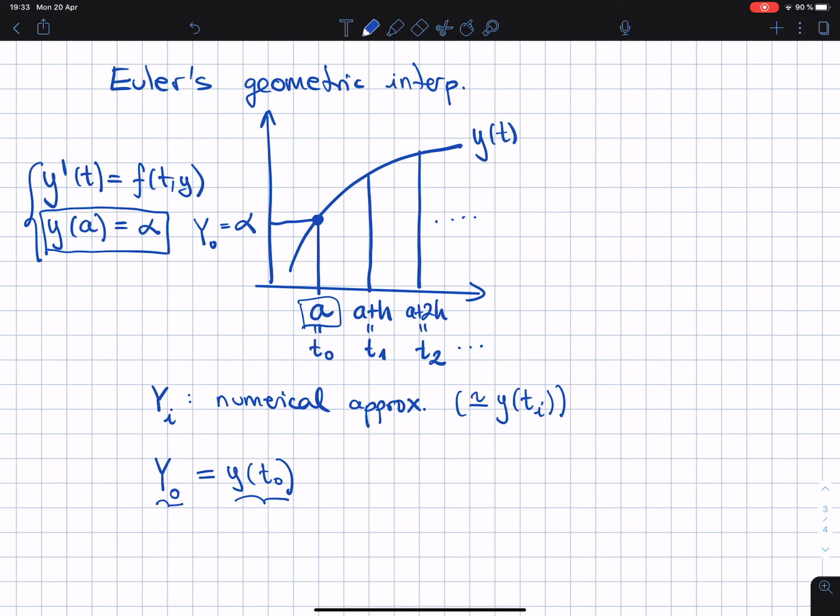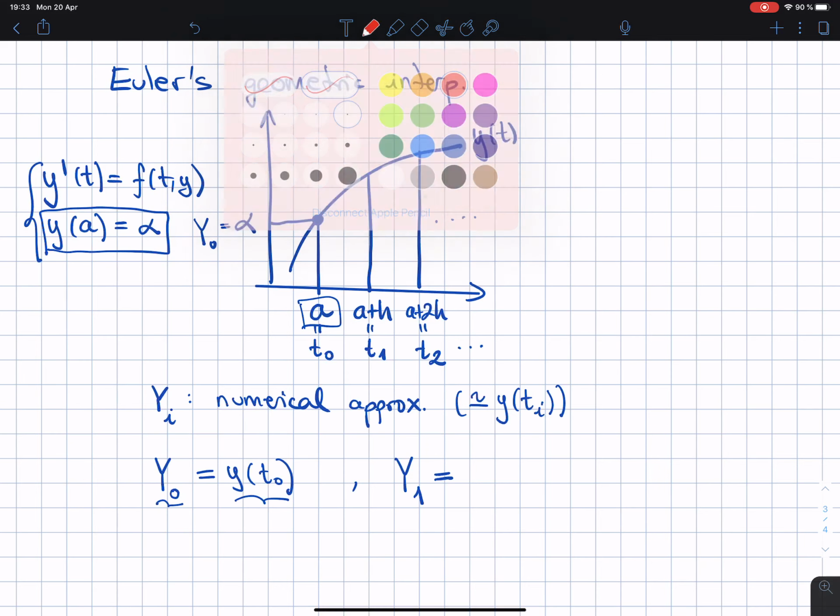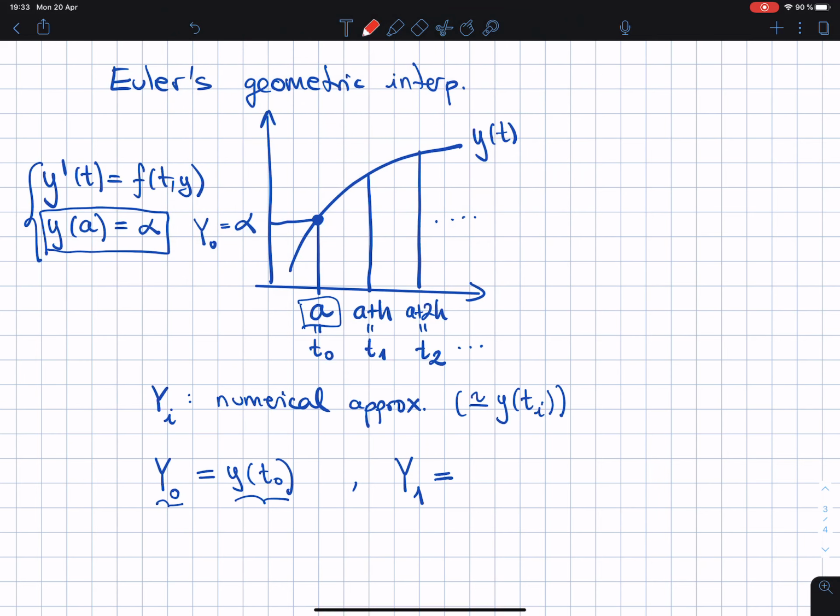Now, how do I compute Y1? Y1 is supposed to be the approximated value at this point t1. How can I compute an approximation? Well, let's use the geometric interpretation of an ODE. I know that the ODE is giving me at this point a tangent vector.